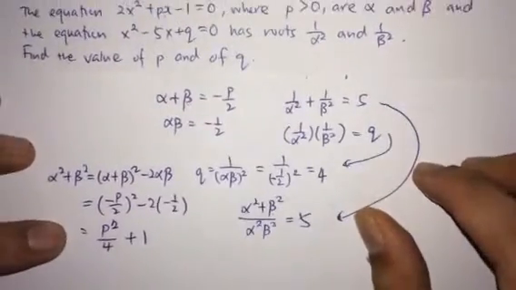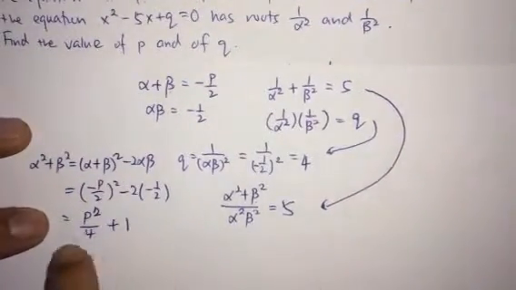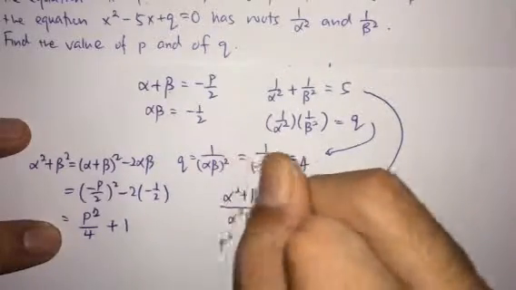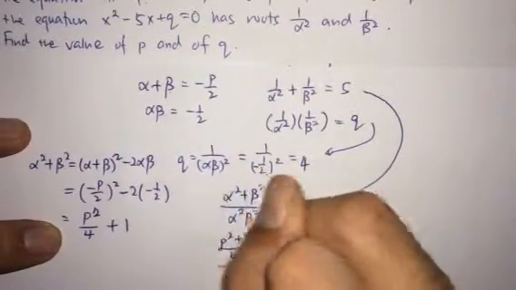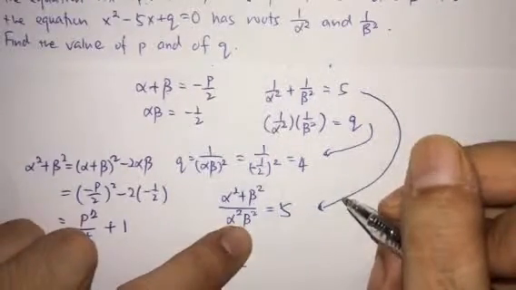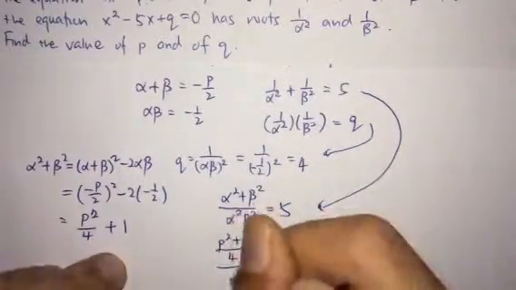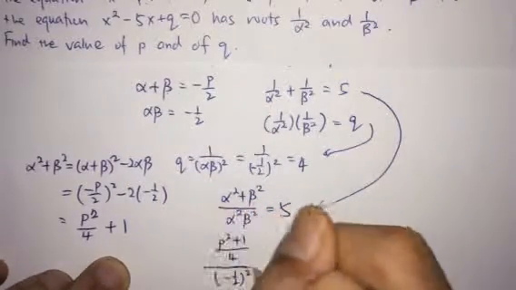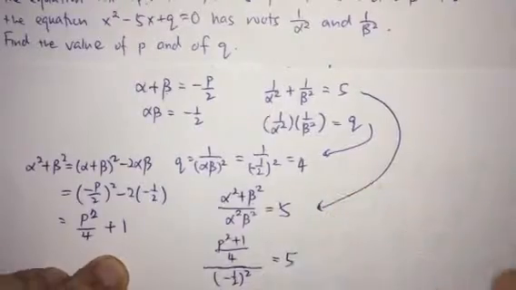Now that we have found alpha squared plus beta squared, we will substitute it inside this equation: p squared over 4 plus 1, divided by alpha squared beta squared, which will be alpha beta squared. To write it a bit clearer, we will get this equation here.